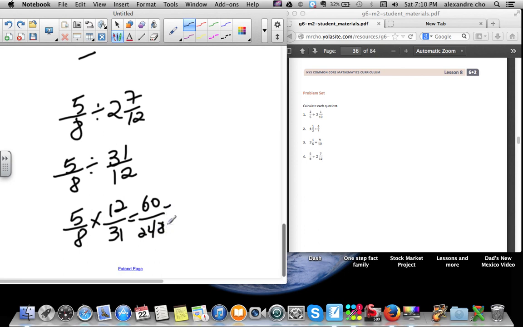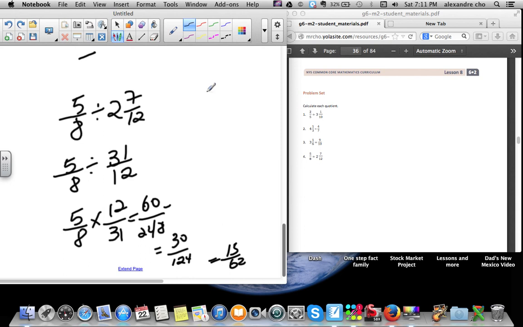You can't divide by 3 because the bottom is not a multiple of 3. You can divide by 2, so 30 over 124. Oh yeah, I can divide it by 4, I'm sorry. And divide again by 2, you get 15 over 62. Final answer. Okay, let's see if the other way helps.